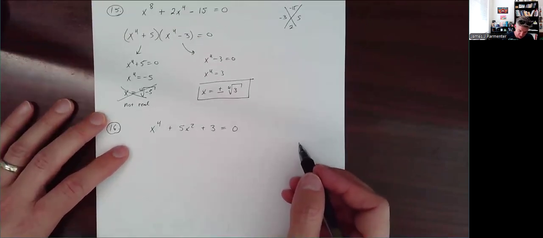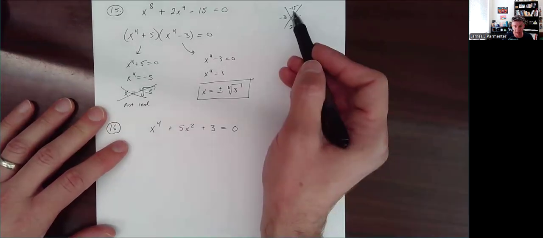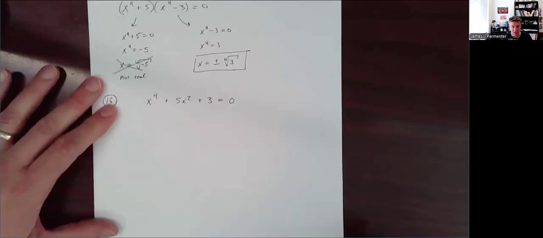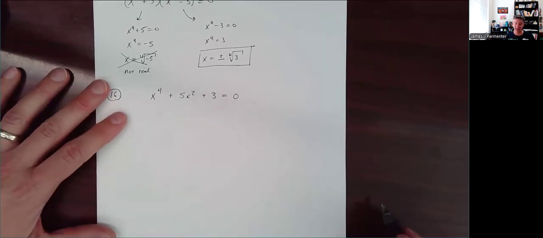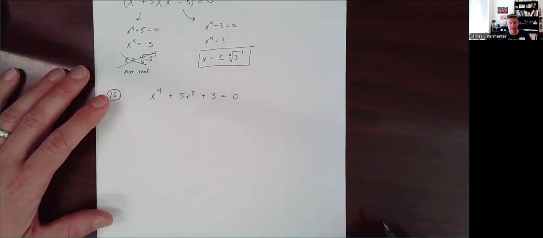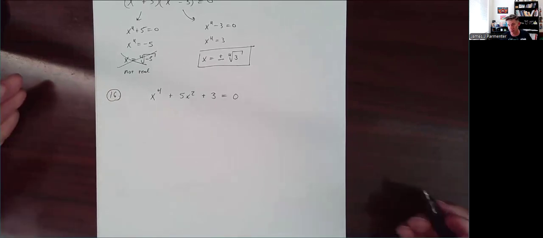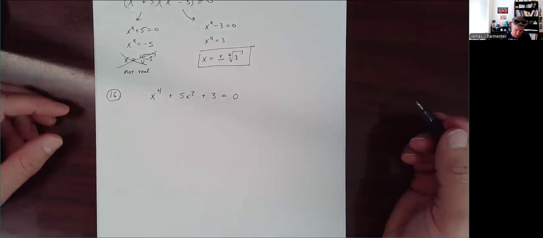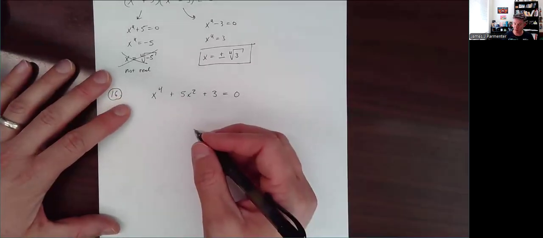Unfortunately, unlike the previous one, where there were numbers that multiplied to -15 and added to +2, it's not the case here. There's no way to multiply to +3 and have those numbers add up to +5. The only way to multiply to +3 really is 1 and 3, or -1 and -3, and those numbers don't add up to 5. So that means we're going to have to use the quadratic formula.